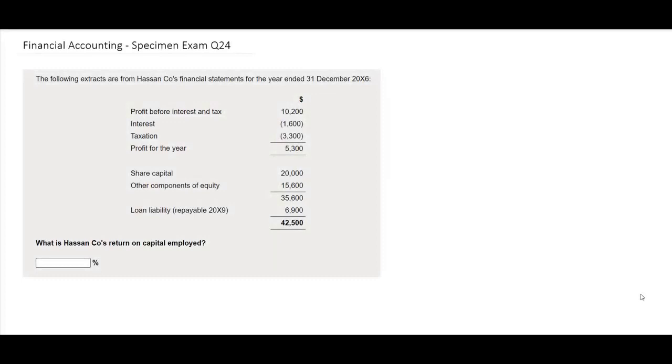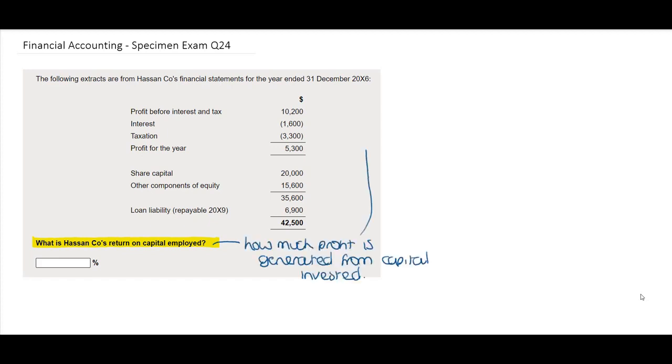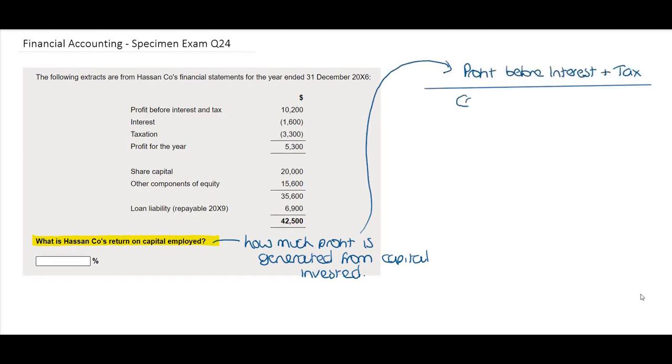In this question, we are being asked, what is Hassan's return on capital employed? Return on capital employed looks at how much profit is generated from capital invested, and this can be calculated using the following ratio. We take our profit before interest and tax and divide by the company's capital employed, which is expressed as a percentage. To work out the capital employed, there are a couple of options.